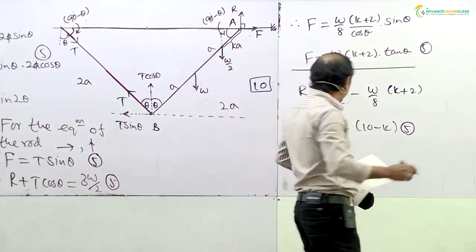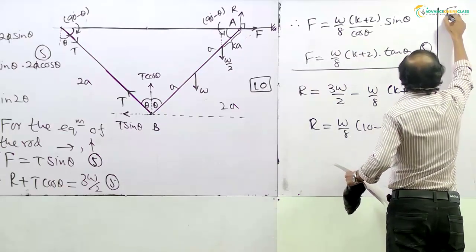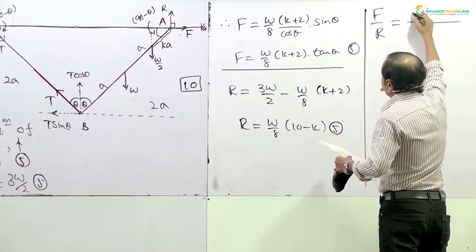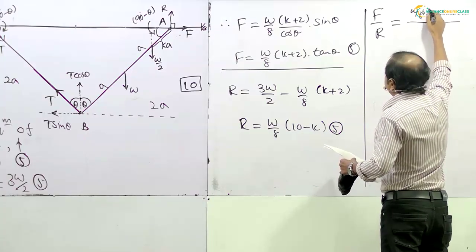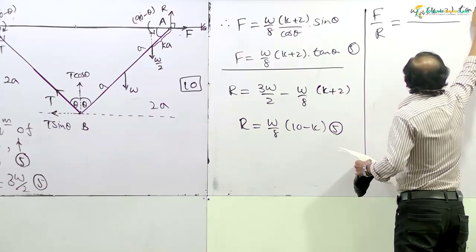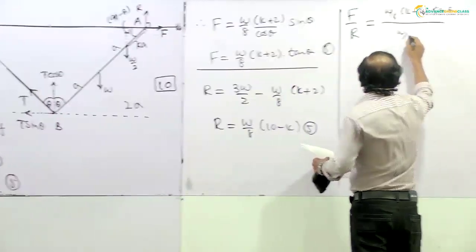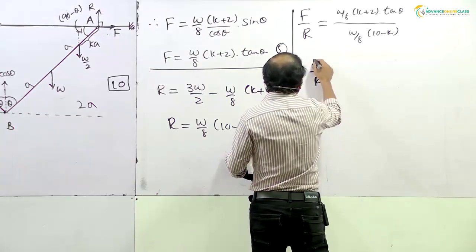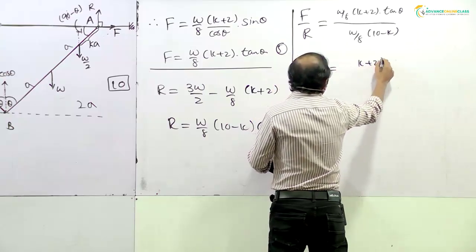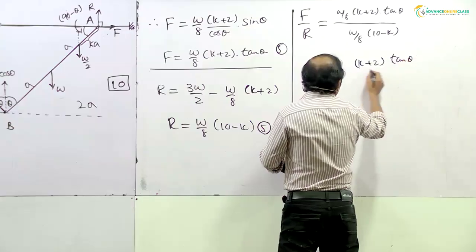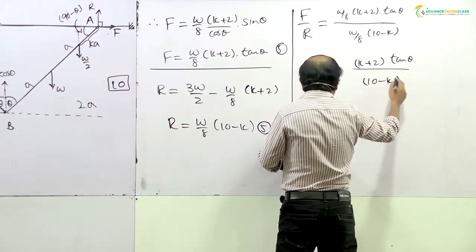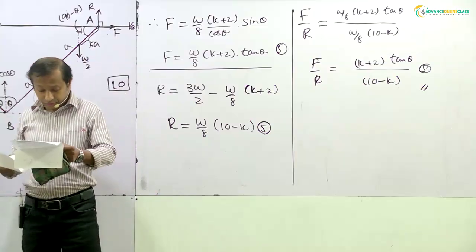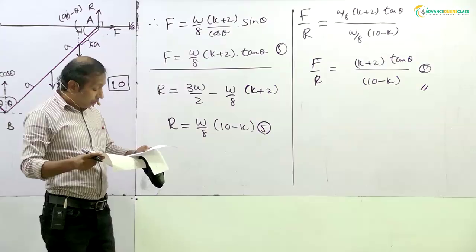Now you can write F upon R. F over R we get W by 8, K plus 2 tan theta, divided by W by 8, 10 minus K. Then F upon R we get K plus 2 tan theta divided by 10 minus K. 5 marks. The answer is okay. Next one.